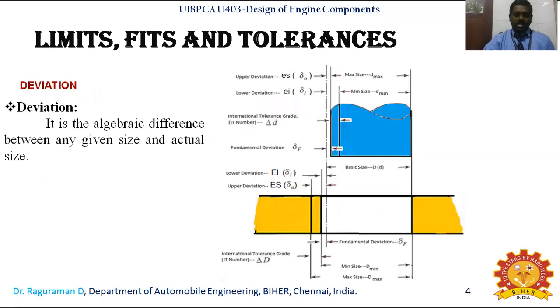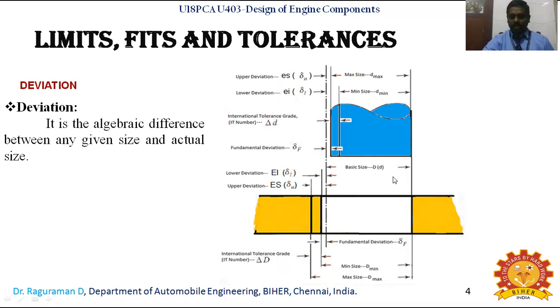So the deviation, if you are seeing, is the algebraic difference between any given size and actual size. That is what is said to be a deviation. You have seen in this sketch, you'll be able to get it. This line is called a zero line. In the upcoming slides, you are going to see it as the zero line. That is actually the basic size.